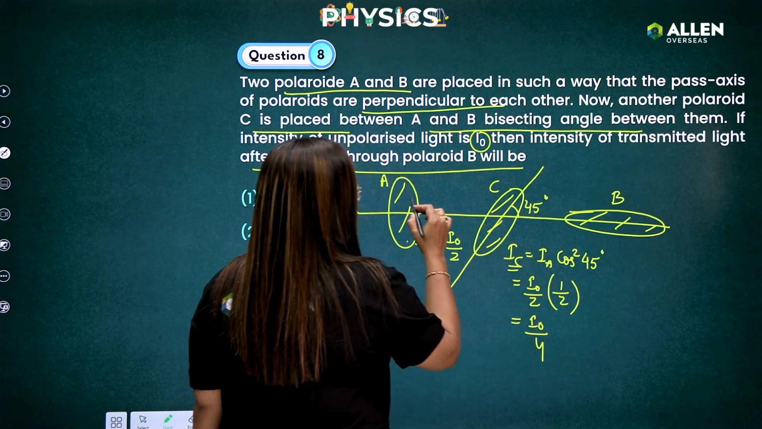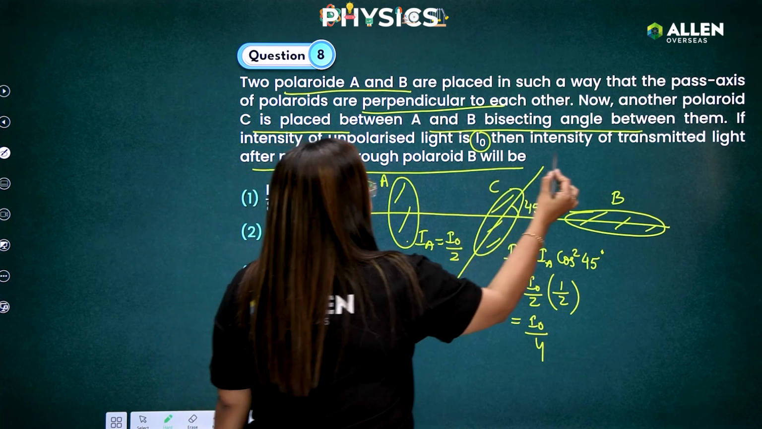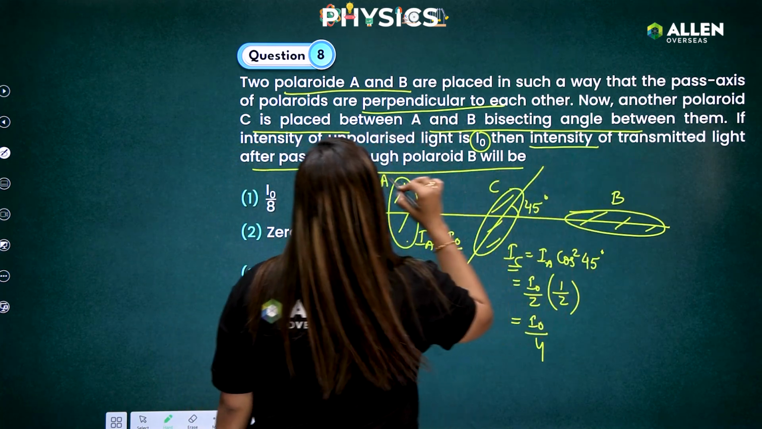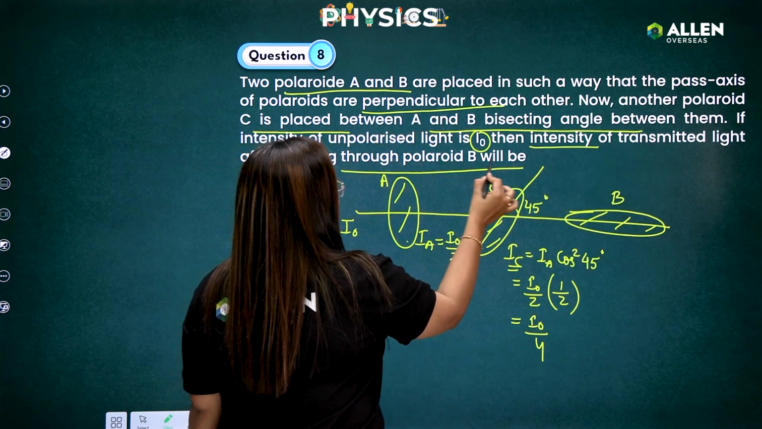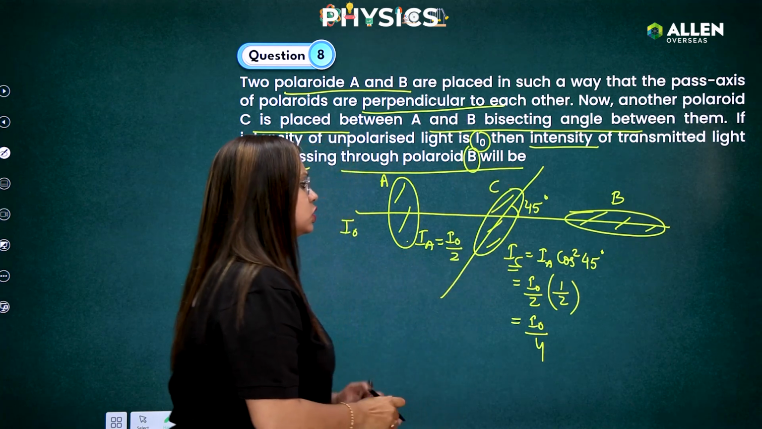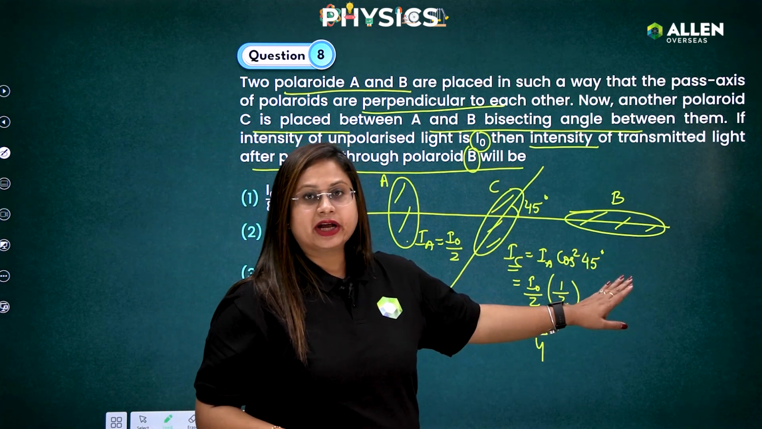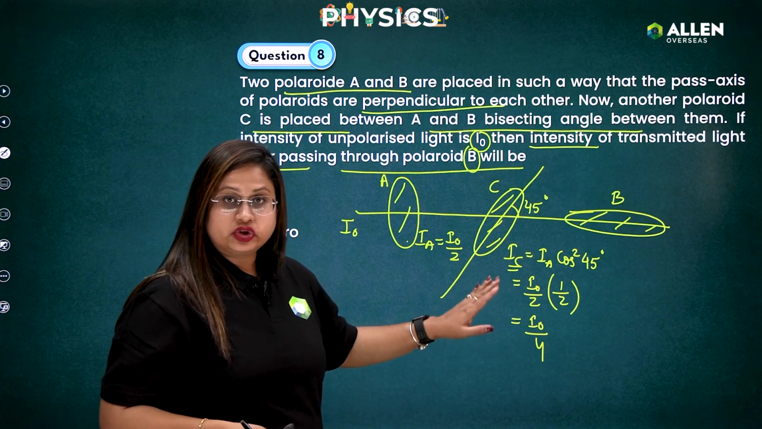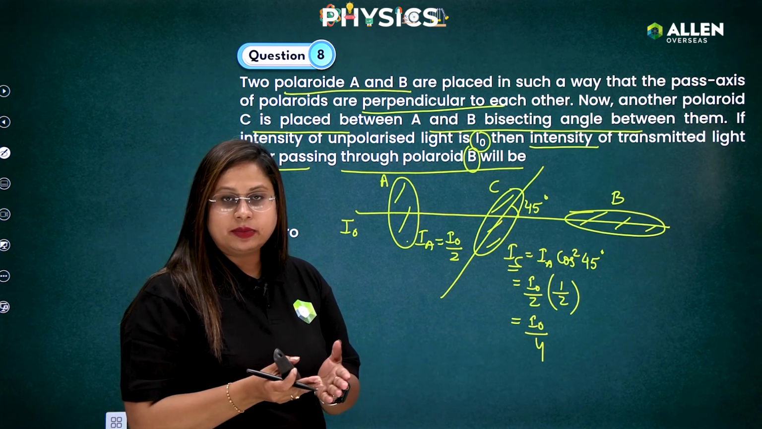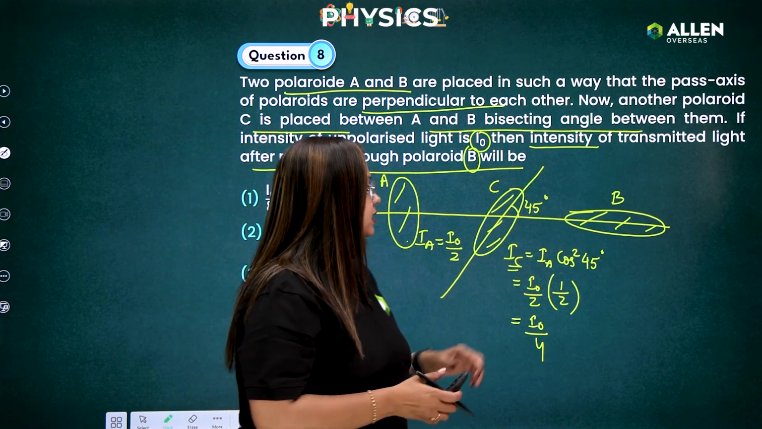But our question asks us to find out the intensity of transmitted light after passing through the Polaroid B. So this is IC. Now we will be finding out IB. For that we have to check how much is the angle between B and C.